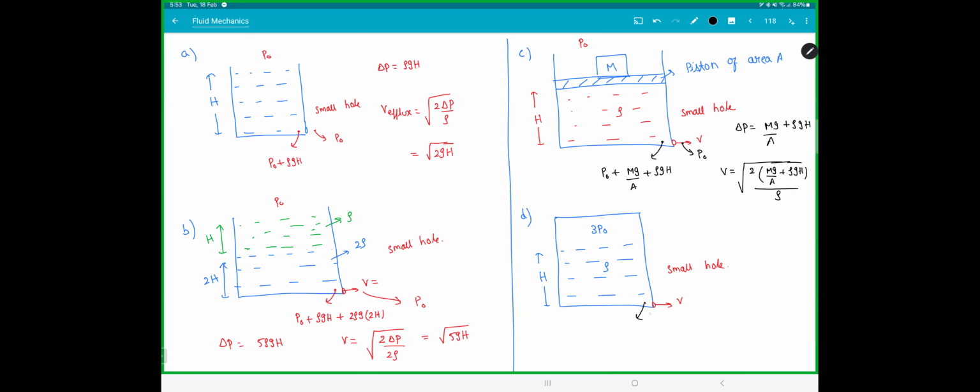What about this one? Here the pressure on the top will be 3P naught plus rho gh. Here the pressure is P naught. So delta P will be 2P naught plus rho gh. The velocity will be root over 2 times 2P naught plus rho gh by rho. Easy? Have a look at this. Ask me if you're confused. Clear, everyone?